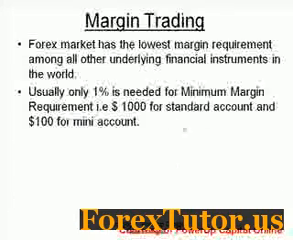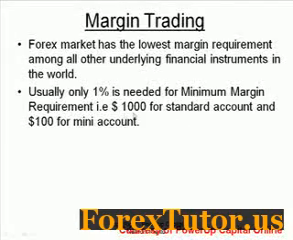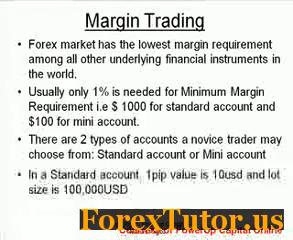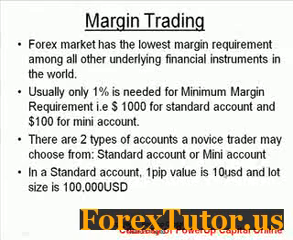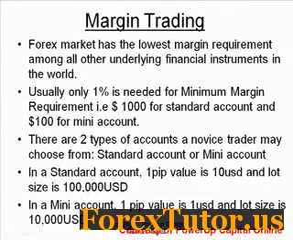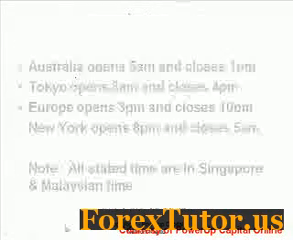So all you need is 1%, which is about $1,000 for a standard account and $100 for a mini. Now for a standard account, 1 pip value is $10 and the size is 100,000. For a mini, 1 pip value is $1 and the size is 10,000, which is 1/10 of the standard.